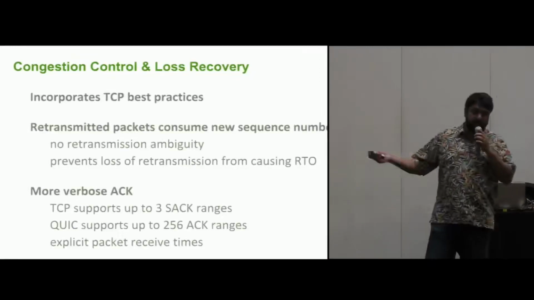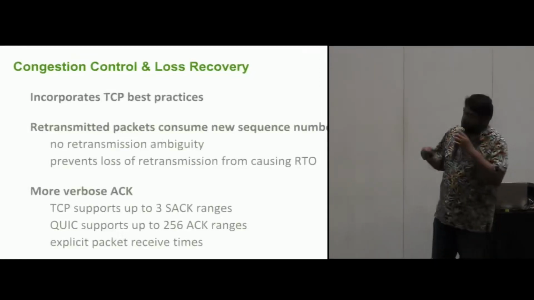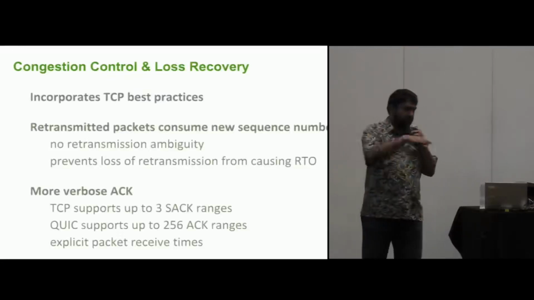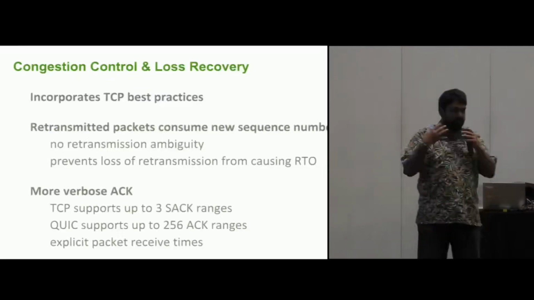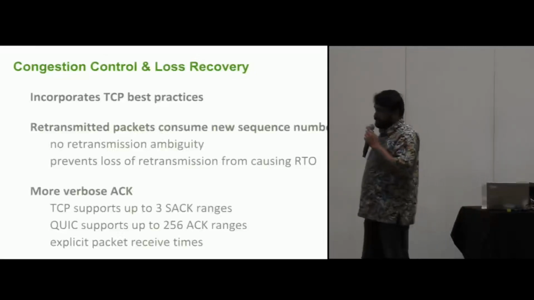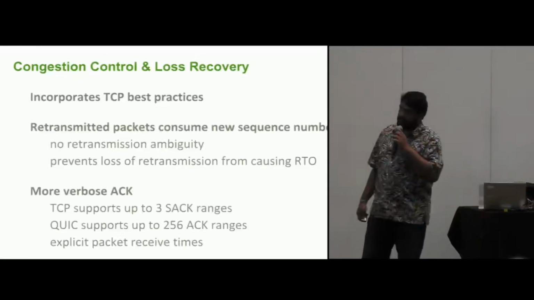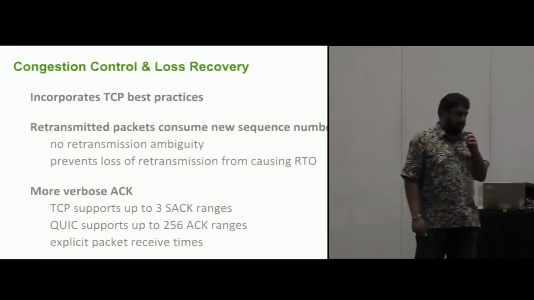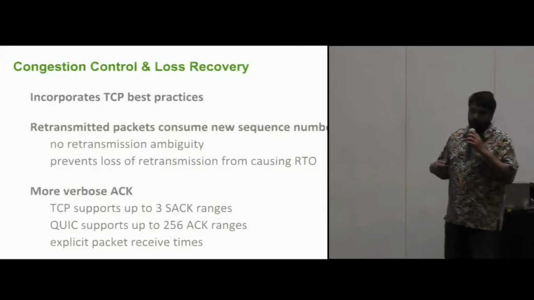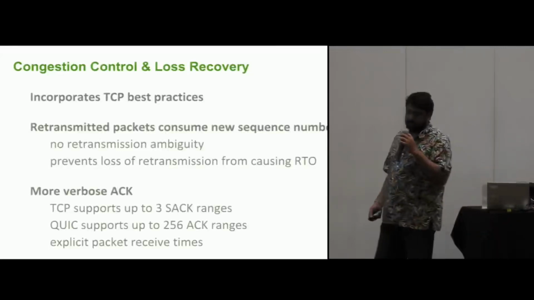And by the way, the packet number is also used for crypto. So there's a lot of integration of functionality between the crypto and the transport, and it's not separated as well, which allows for lots of efficiencies to come out of this. QUIC also has a more verbose ACK, and it specifically lays out packet receive times, allowing a sender that receives an ACK for a packet to do more precise RTT computations.